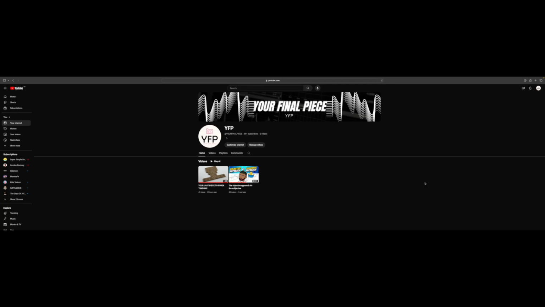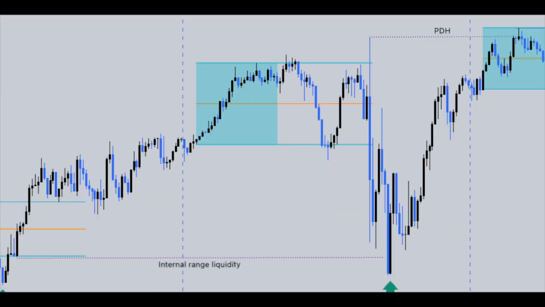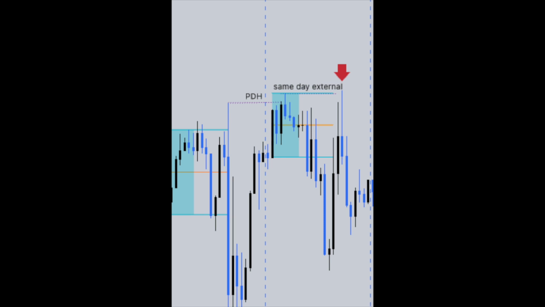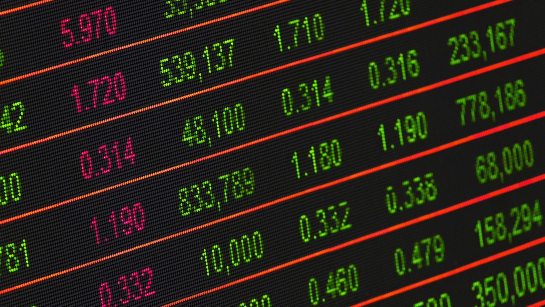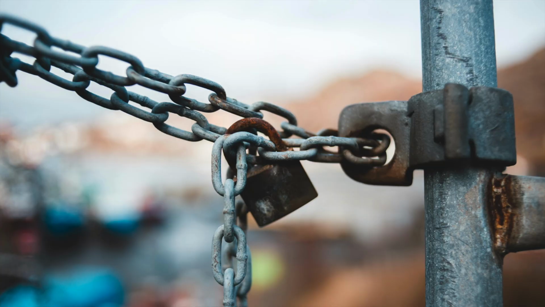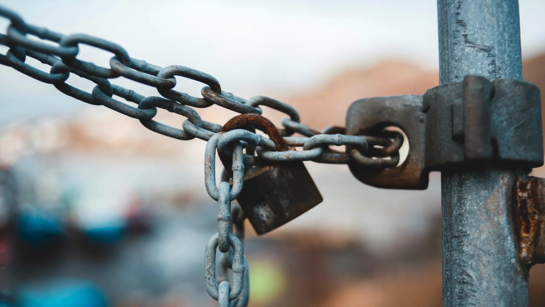So the first type is our previous daily highs and our previous daily lows, and the second type is our internal range liquidity, and our third is our same day externals, which is usually our Asia highs and our Asia lows. Now I'm going to be touching a lot more in depth about each one of these, and I'm going to be making future videos that combine and go hand in hand with this video.